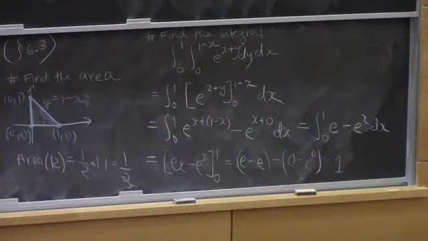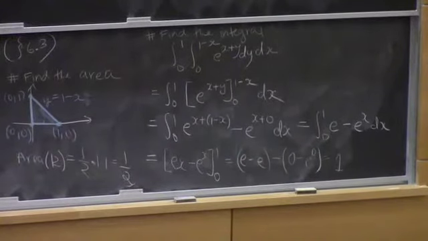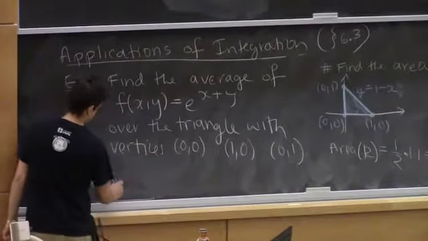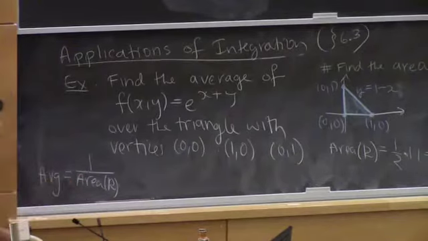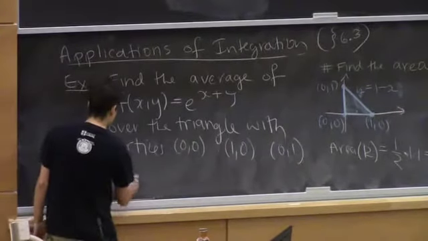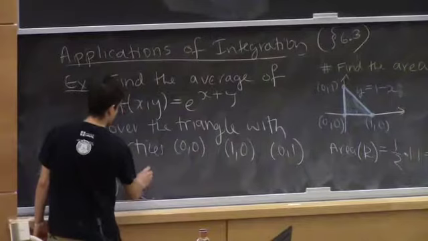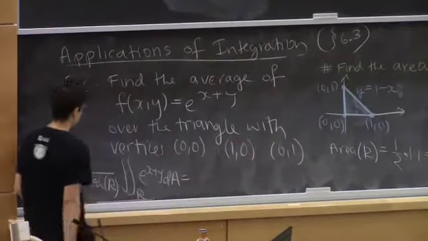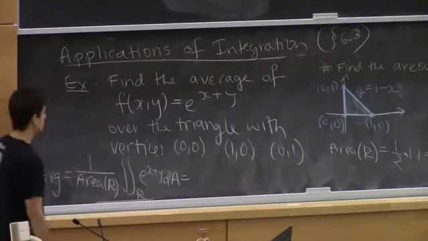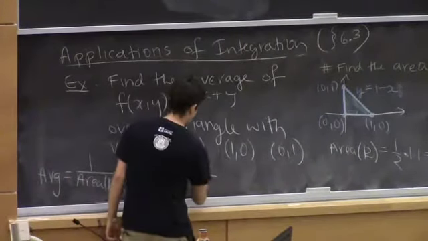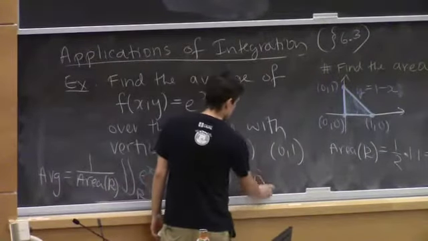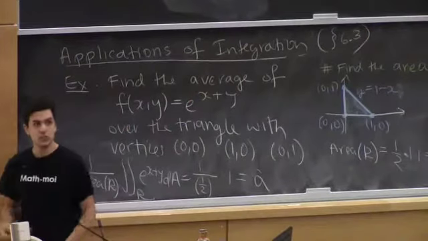Okay, and putting the pieces together, we've got 1 over the area of the region times the integral, so we get 1 over a half times 1, so that the average in the end is 2.